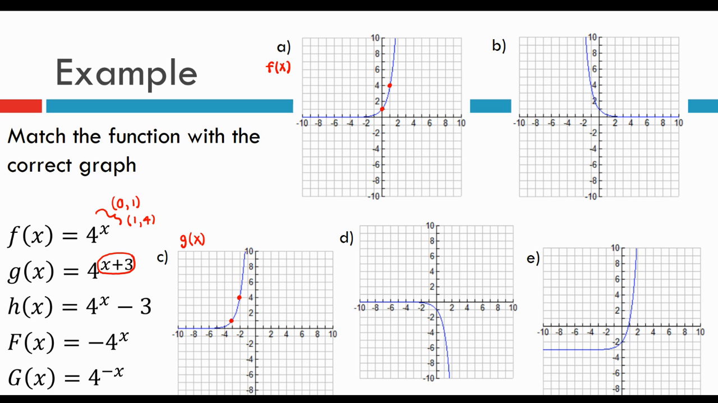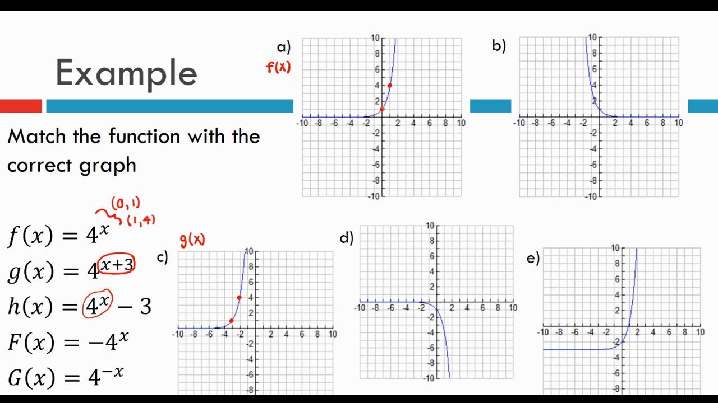Notice that the lowercase h of x function has negative 3, but it is outside of my original f of x, 4 to the power of x. So that means that that negative 3 is a vertical transformation. And remember, when it's vertical, the sign that I have is what I want to keep. So notice that means that if I go back to graph A with my original 4 to the power of x, I want to take those points and I want to move them down 3.